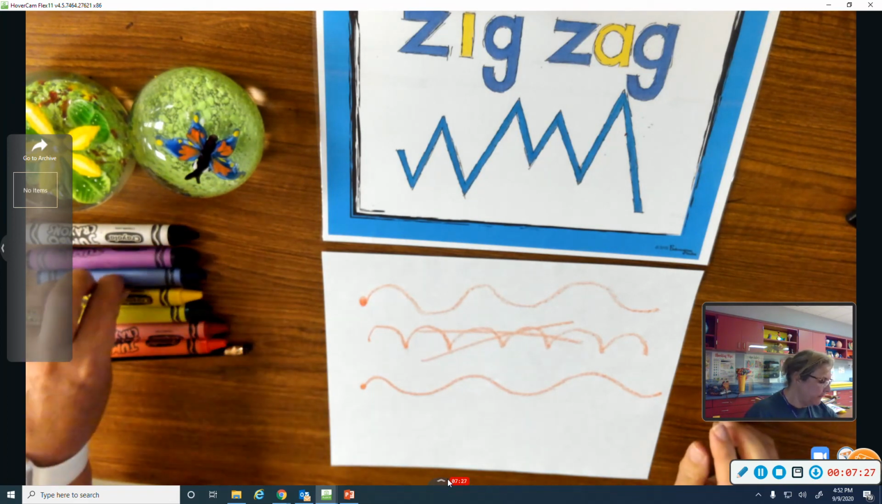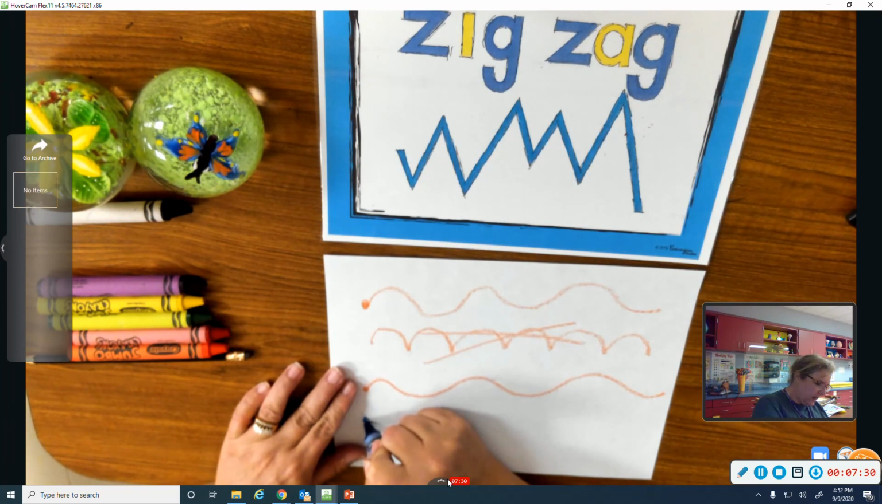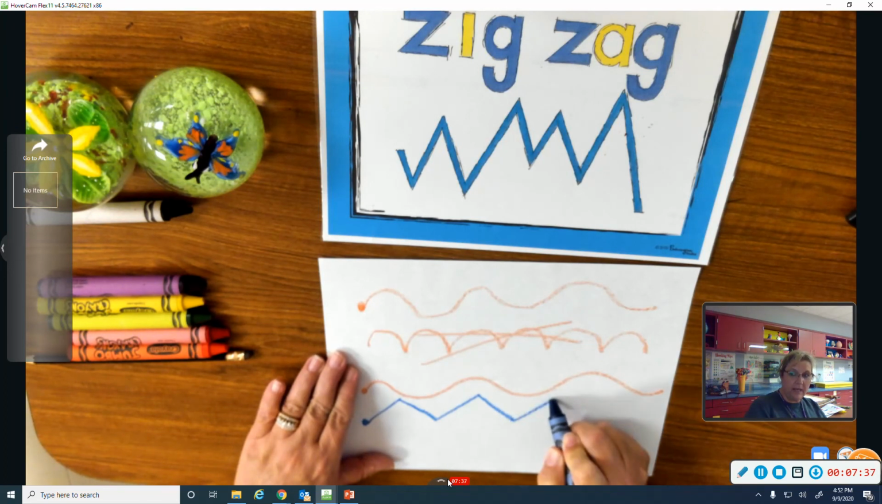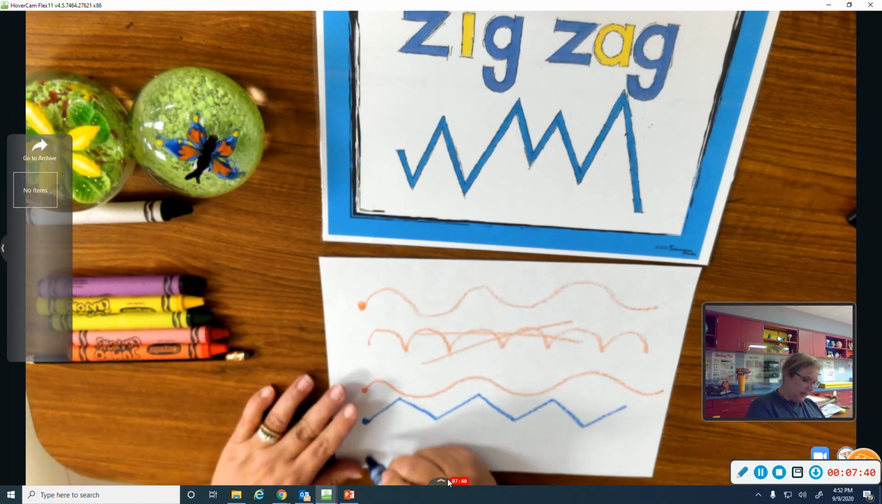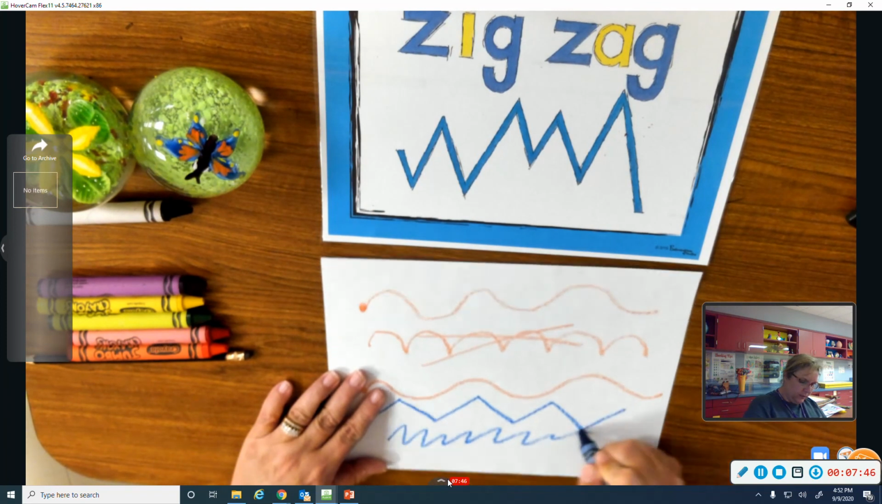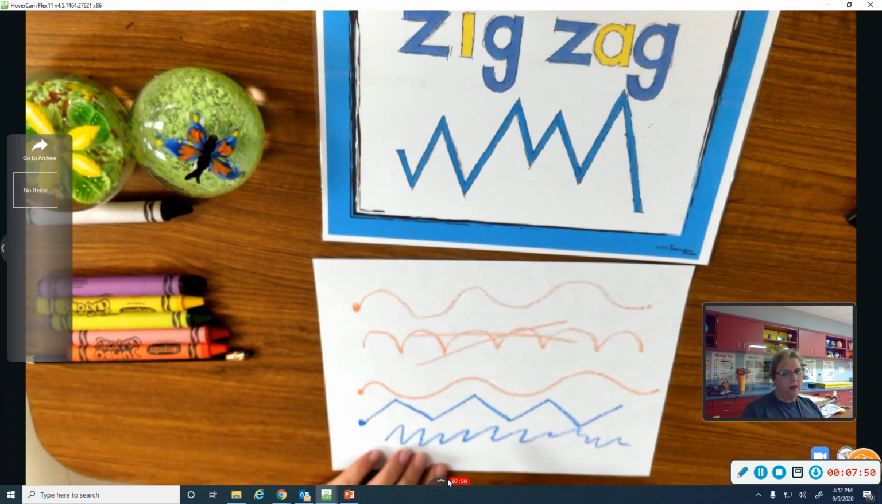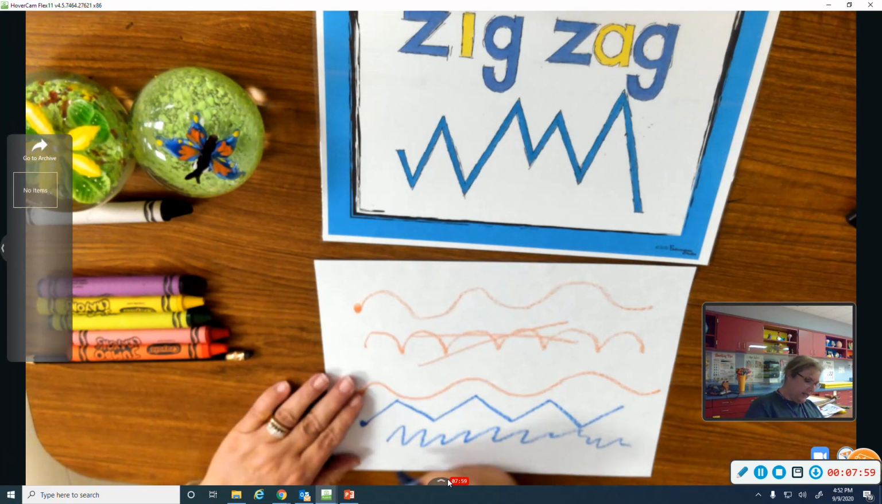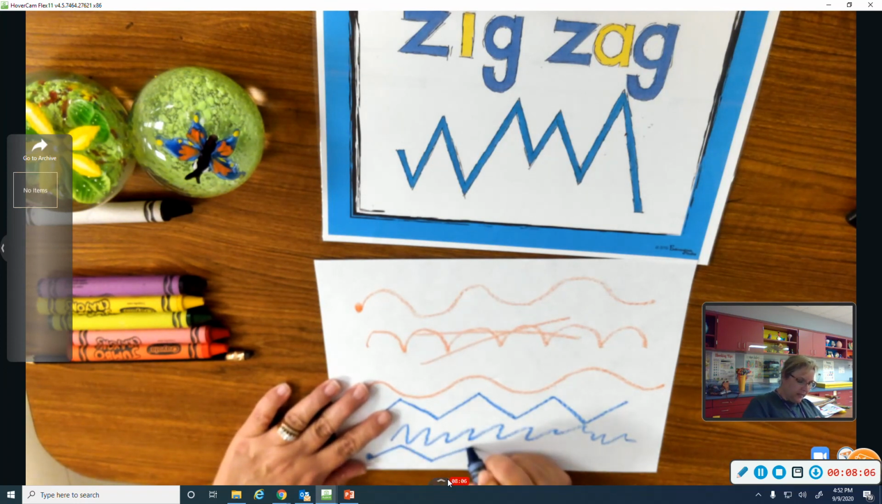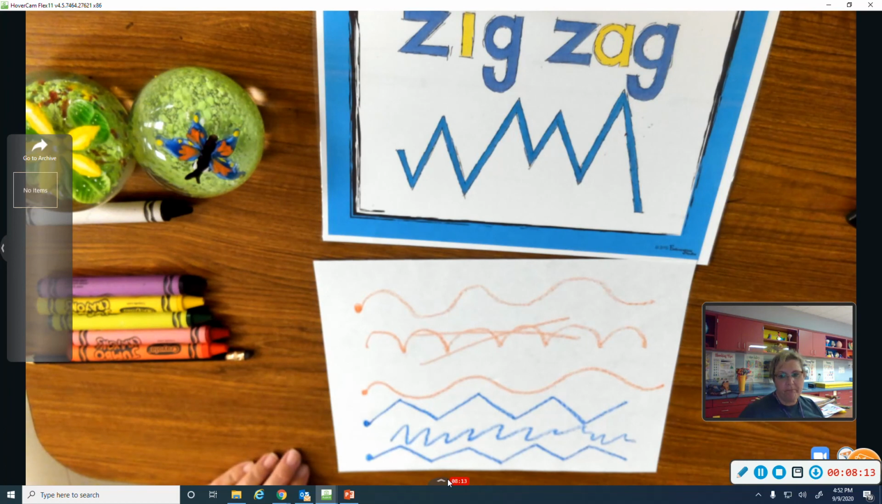So now let's practice. I'm going to pick blue. Dot, diagonal up, diagonal down, diagonal up, diagonal down, diagonal up. Now, that is a good zigzag line. A zigzag line isn't squiggle, squiggle, squiggle, squiggle. That is not a zigzag line because it goes diagonal up and diagonal down, but it just kind of goes all over the place. So we need to make sure that it is a diagonal up, diagonal down, diagonal up, diagonal down.